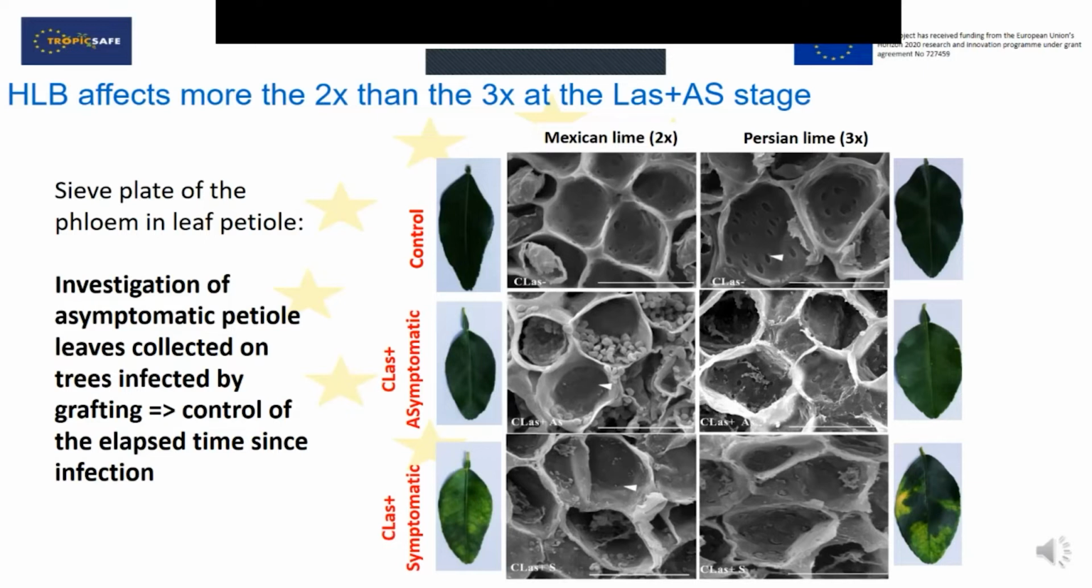However, in Mexican lime, the pores are all clogged. So on the left, you can see granules. These are starch granules. This reinforces the hypothesis that the Mexican lime is much more affected in asymptomatic condition than the Persian lime.